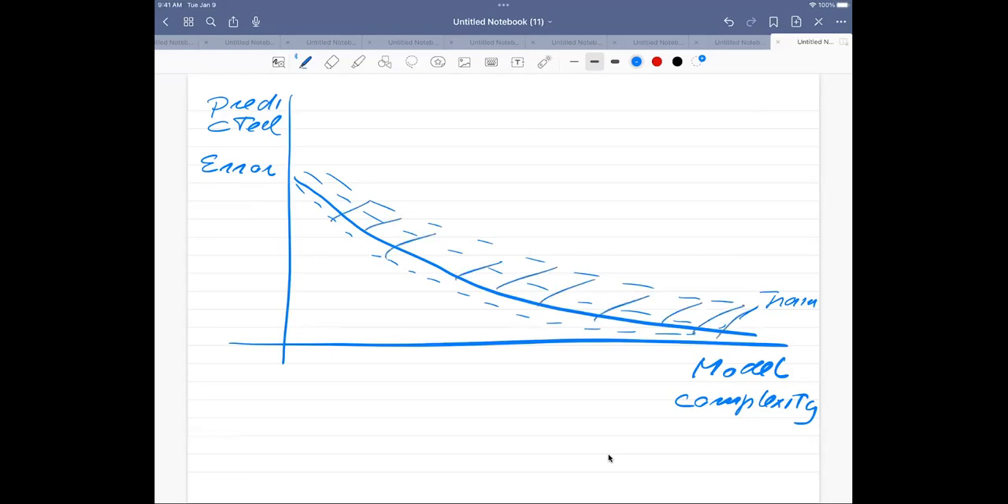Now, the thick line is then going to represent the average of all your trainings. You are only training on that one data set, the same data set, but you can pick the training set randomly. So that means that every time you train, you may not get exactly the same training error.